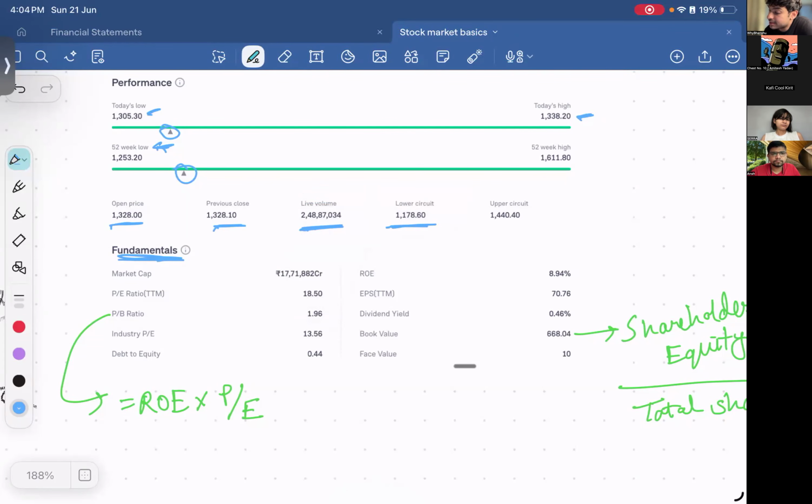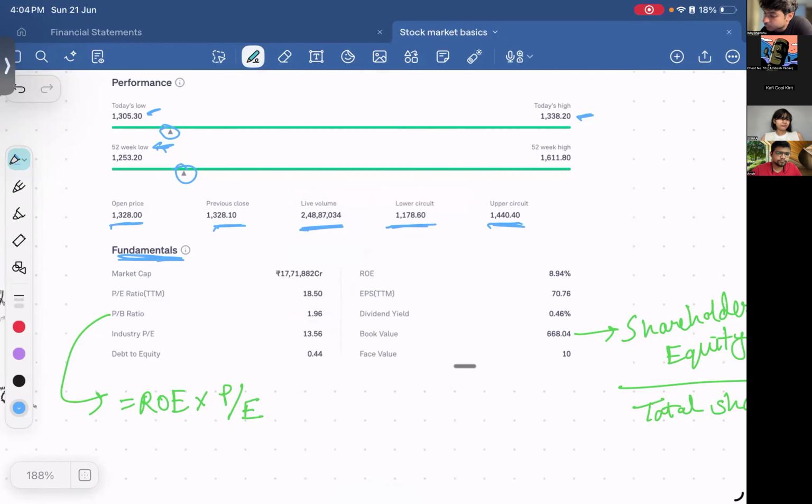Then there are some circuits, lower circuit, upper circuit, not the circuit from, bad joke, but Munna, and this circuit basically tells you what is the lower bound or the upper bound for the stock, which is set by the exchange, so as to avoid volatility after that.